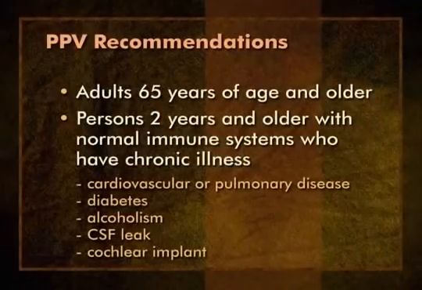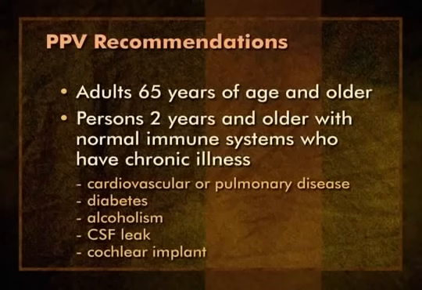All adults 65 years of age and older should be vaccinated even if they do not have an underlying illness. PPV is also recommended for persons 2 years and older with normal immune systems who have chronic illness. Examples of targeted chronic illnesses are cardiovascular or pulmonary disease, diabetes, and alcoholism. In addition, persons with cerebrospinal fluid leak or a cochlear implant are considered to be at high risk and should be vaccinated.